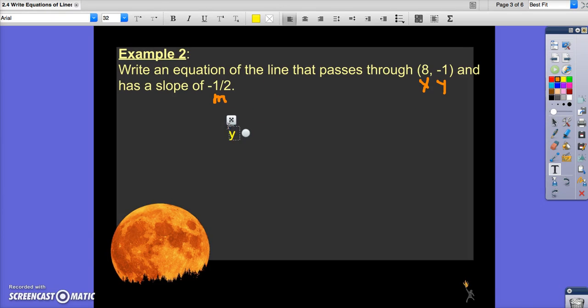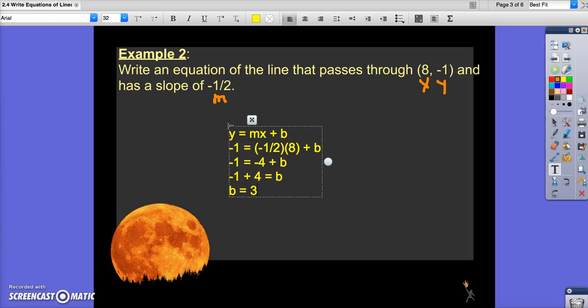So I'm going to use the formula y equals mx plus b, the equation of a line. And now I'm going to plug in the numbers. Negative 1 equals negative 1/2 times 8 plus b. So you see I have every single letter except b, or my y-intercept. We're going to solve that. So I get negative 1 equals, that will simplify to negative 4 plus b. I'll transpose the negative 4 over to the left as a positive 4 equals b. b equals negative 1 plus 4 is 3.